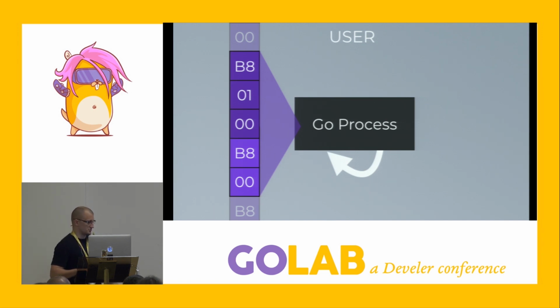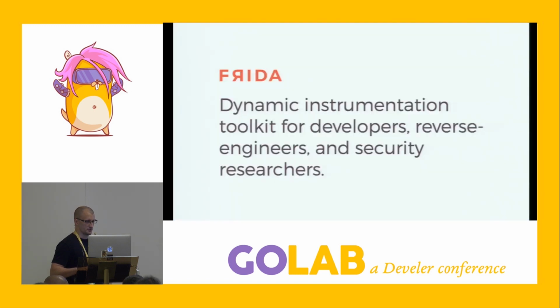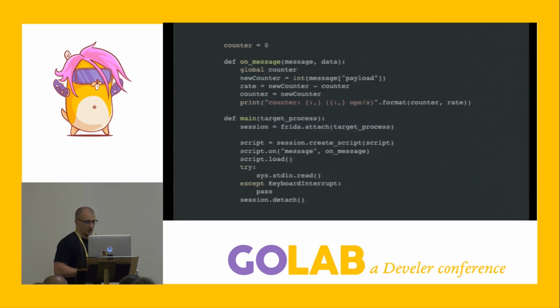There are a few options for doing this type of instrumentation, but the one that I like is this tool called Frida, and it basically injects the V8 runtime into your Go process and then sets up a communications channel with the runtime. And you're then allowed to send little JavaScript programs into your process that you can then instrument your code with. So this is an example of a program that does that.